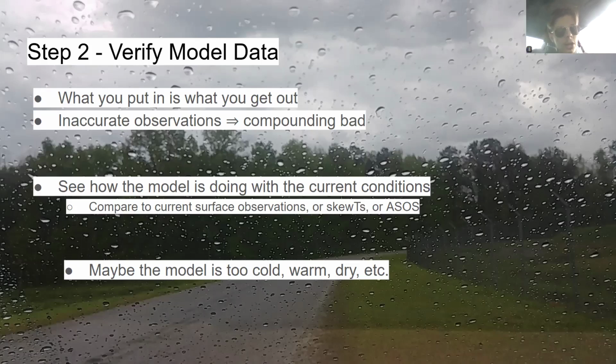So you need to make sure that the model that you're going to use, you should observe multiple, but the one that you end up wanting to use, make sure that it's handling these current conditions correctly. Compare the model with current surface observations or METAR or ASOS data. All of those are quite accurate. So maybe the model is showing that it's too cold, too warm, too dry, could be any of those.